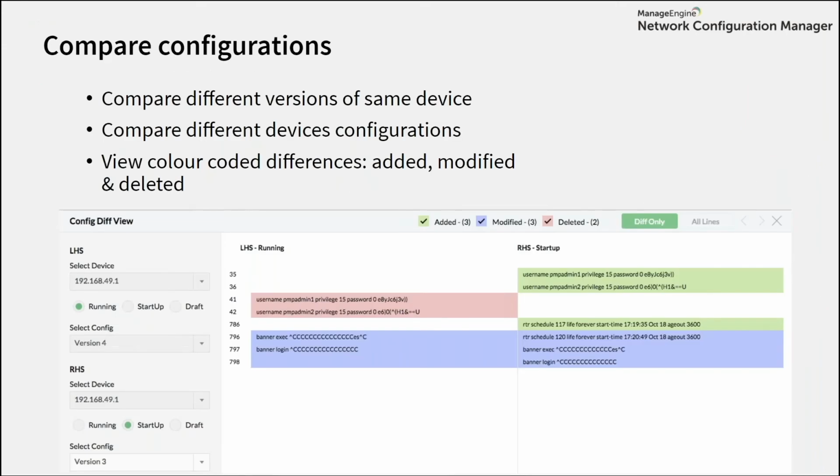This is a diff view where you can compare different versions of the same device or different configurations of different devices. The color red shows that particular lines have been deleted. Green shows that new lines have been added. Purple shows the modifications. I will show this to you in the UI.